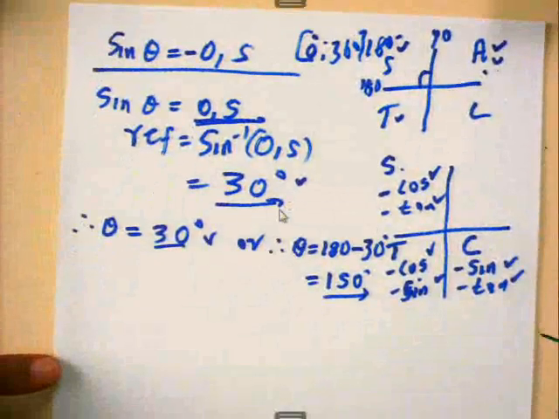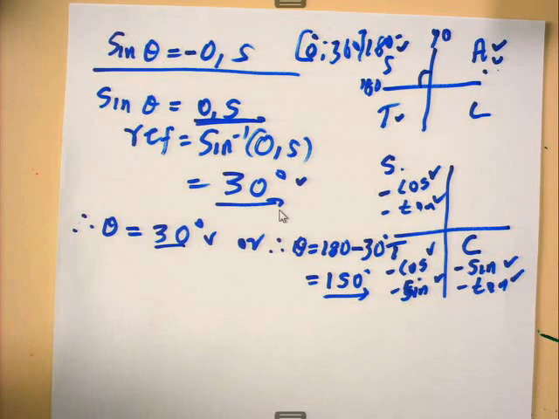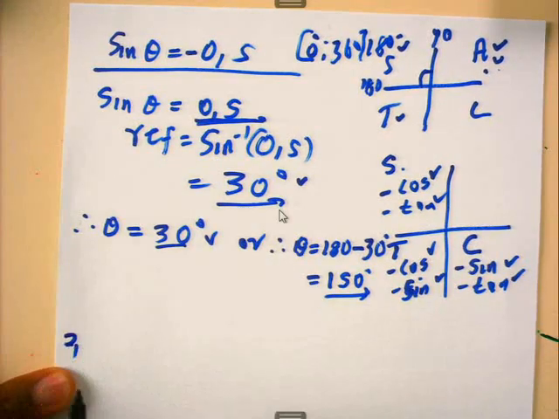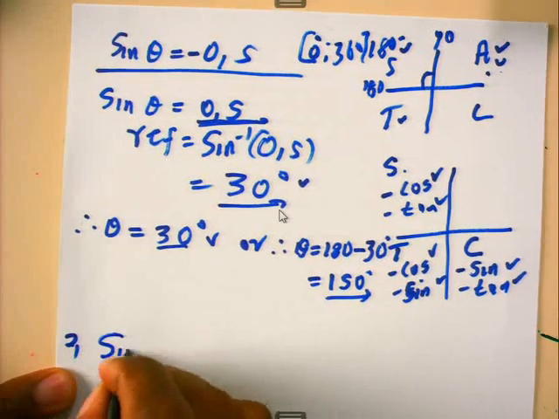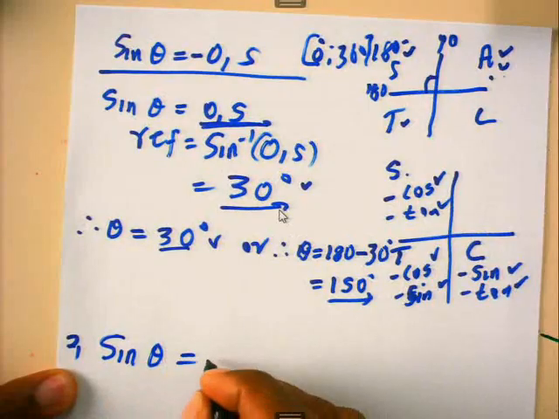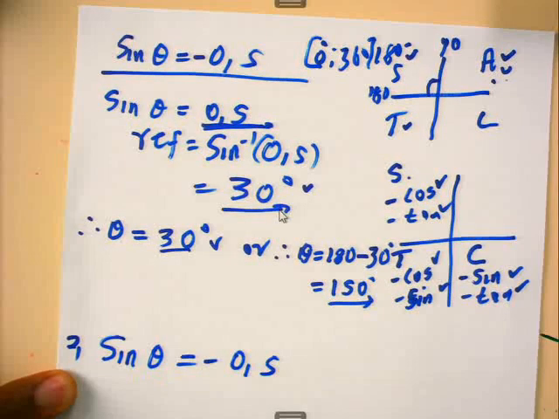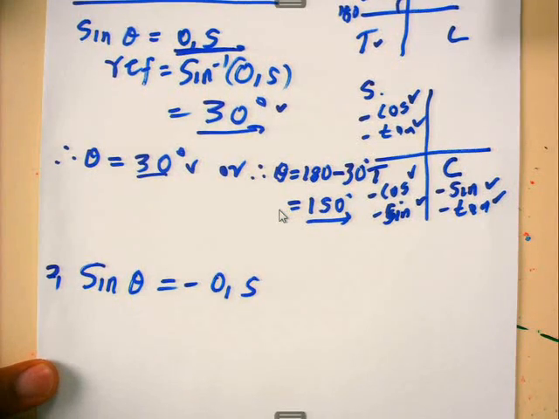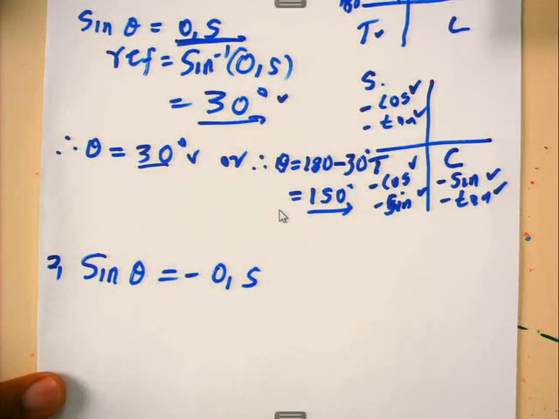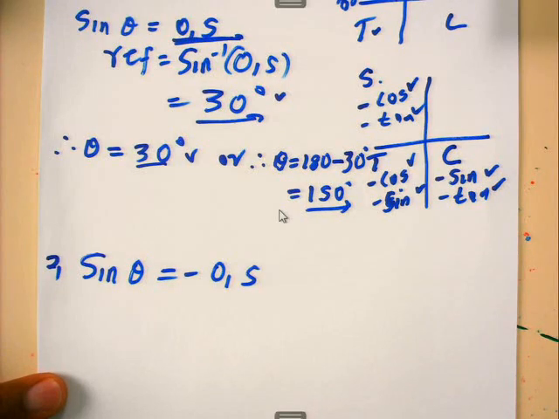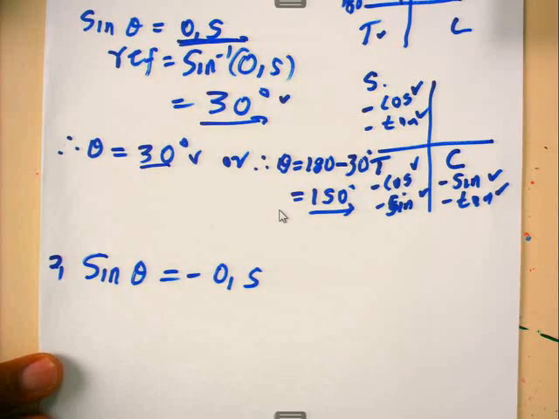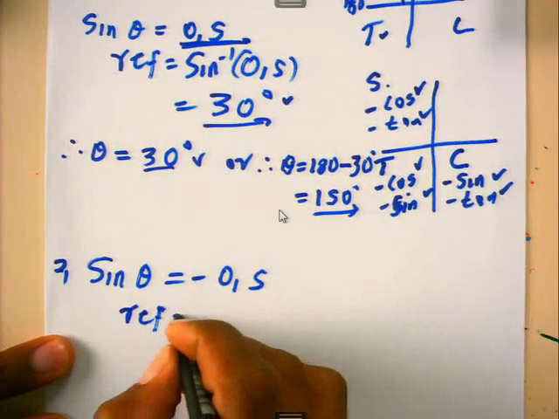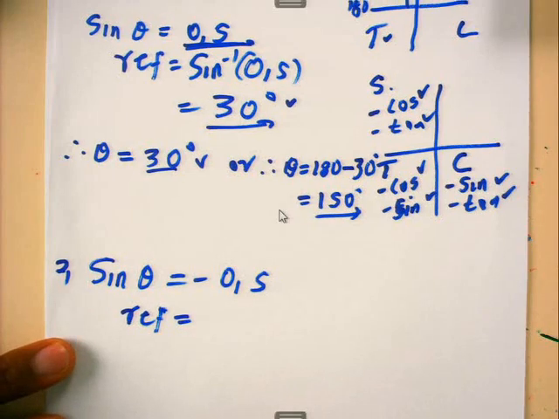Now, what's going to happen if it is negative? What's going to happen? Let us take this one as a second example. If now sine theta is equal to negative 0,5, what is it that you are going to do in this case? Yes, we are still going to do the same thing. The first thing that we need is the reference angle. It's very important. We are not yet solving for theta, right? We are not yet solving for theta.